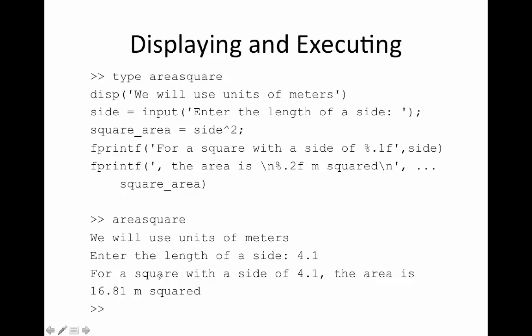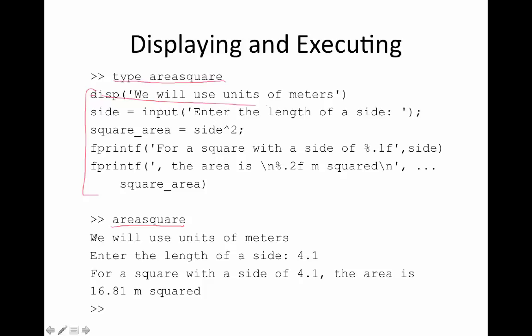So again, if we had that in a code file called areasquare.m, we could display the contents using the type command, so type areasquare without the .m, and that will display the contents of the code file. And if we want to actually execute the code file, again, give the name of the file without the .m, and that will chug through and execute each of the commands.